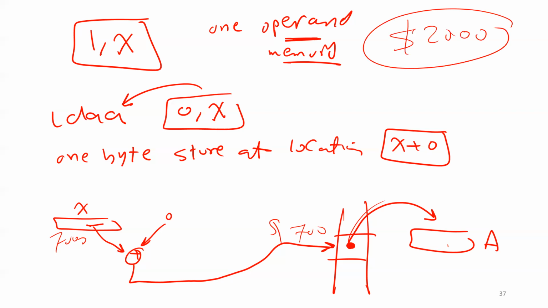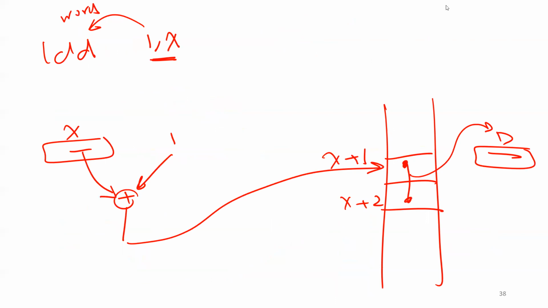Okay, so let's see. Same thing here, guys. If I do something like that, load register D 1, X. Once you see this format, that means you want to read the word from memory and store it in register D. How did you know this is a word? From the instruction itself. This instruction is for a word. So here I'm going to read a word from memory.